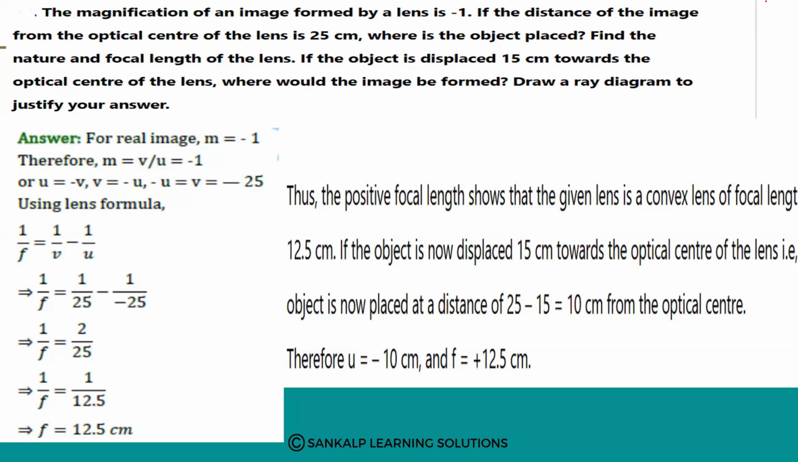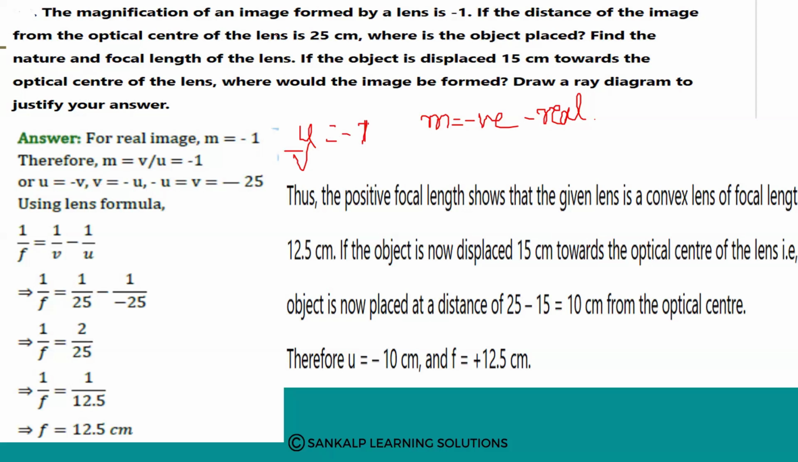Okay. So when magnification is minus, negative, it means it is a real image. Right? So for real image, m is equal to minus 1. Therefore, m is equal to minus v divided by u, which is minus 1. So u divided by v is equal to 1. If you transfer this v to this side, then u is equal to v, or v is equal to minus u.